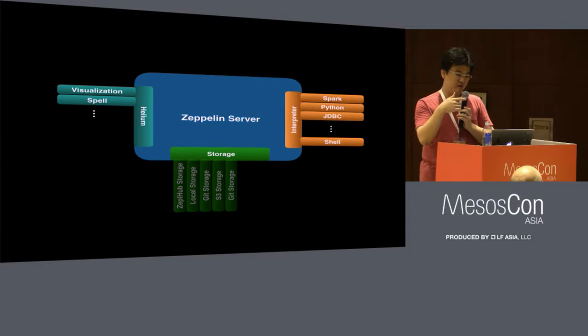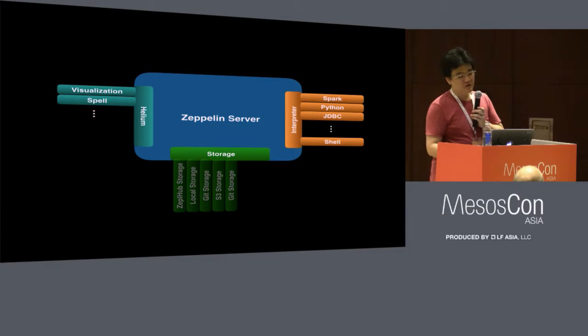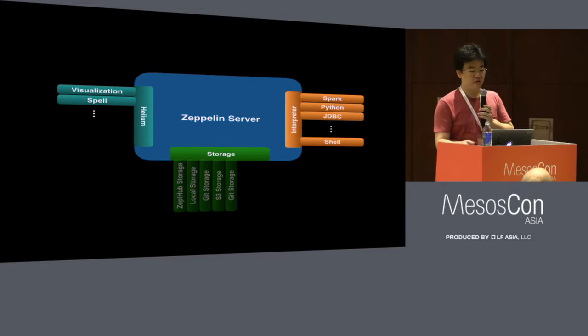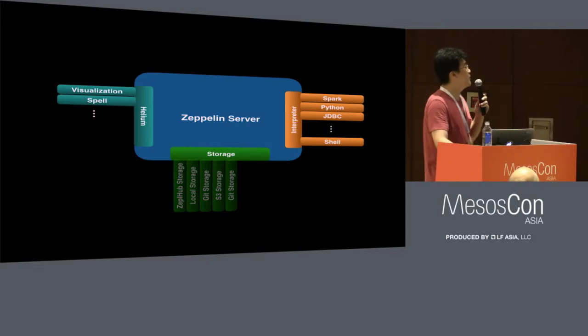This is the simple structure of the Zeppelin servers. As far as I know, most Zeppelin presentations introduce how to use a specific interpreter, how to draw a beautiful graph, and how to set the interpreter where you want. But today I will talk in more detail about the interpreter and Helium.